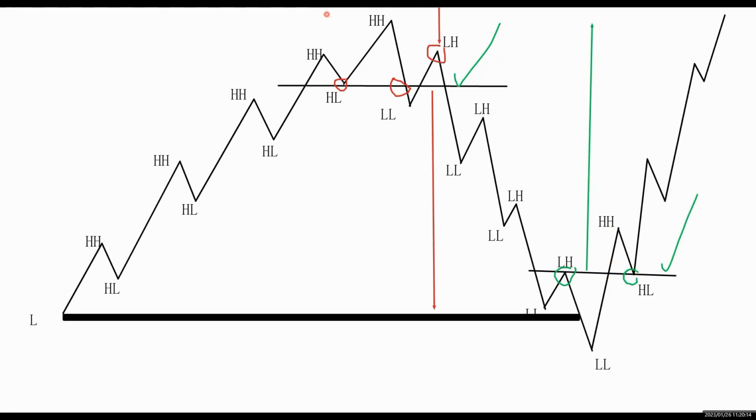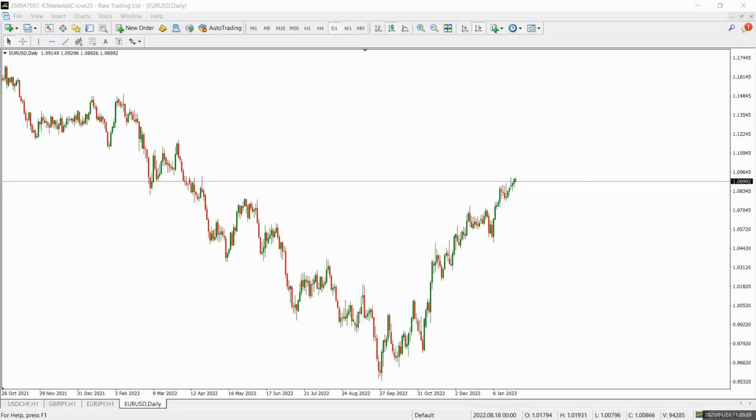So now that we understand that, let us move into the live chart to see real life examples of this. So now let's look at it. Let's look at this EURUSD, for example. We have the lower lows, lower highs, lower lows, lower highs, lower lows, lower highs.